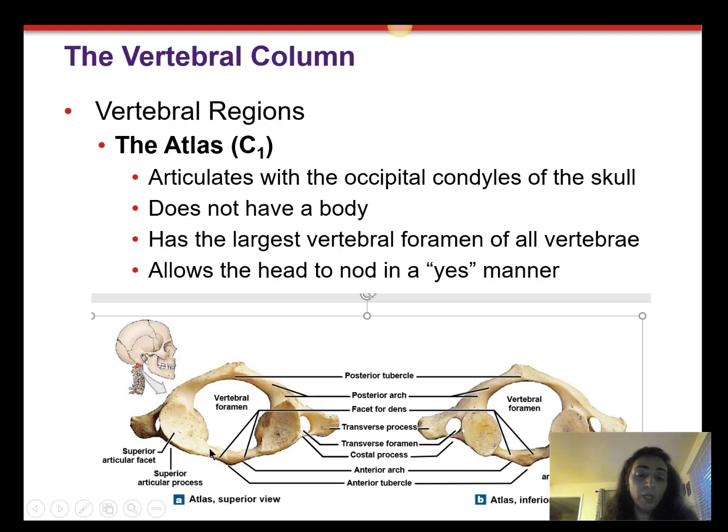Because it has no body, its vertebral foramen is the biggest among all the vertebral foramina of the cervical region and all the vertebrae downward too. It has the largest vertebral foramen and allows the head to nod in a yes manner in this way. So that's the way that the atlas is moving.